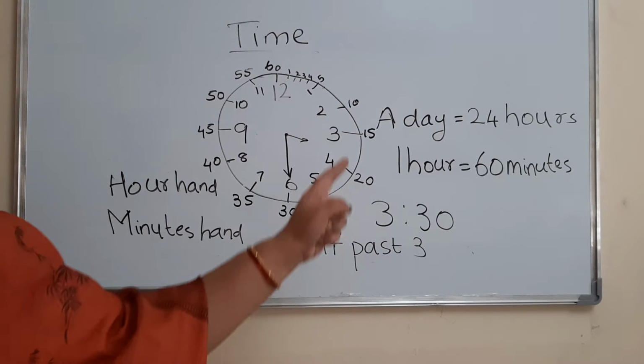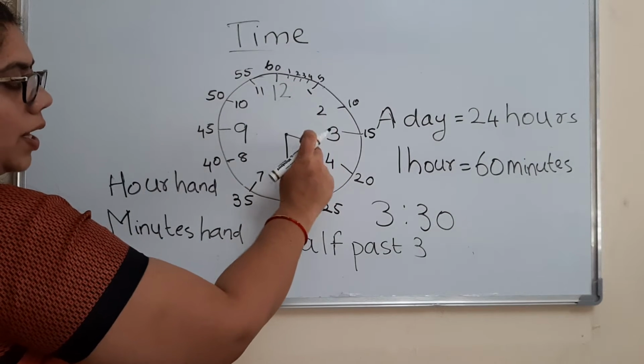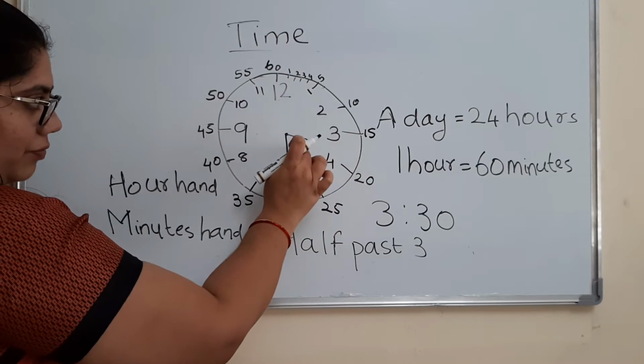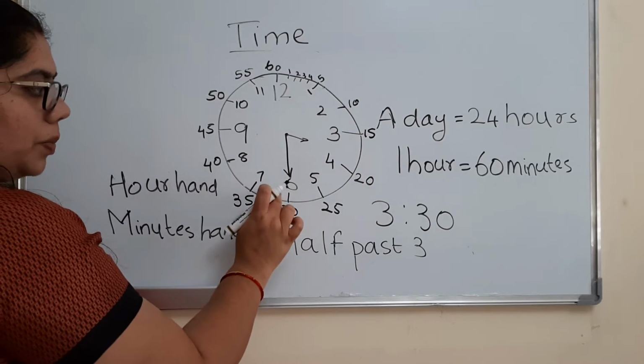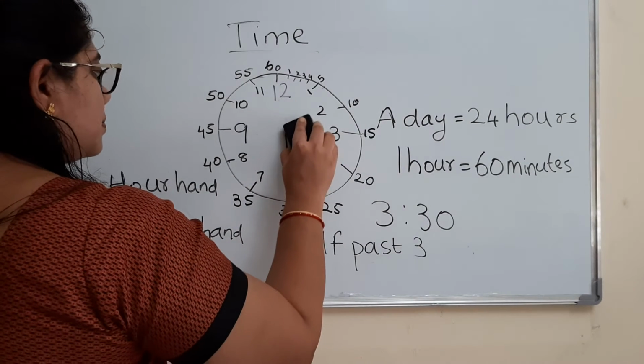So how will you represent half past 3 on the clock? The small hand, or the upper hand, should show between 3 and 4, and the long hand should be on 6. Then the time is half past 3 or 3:30. Okay, next another time.